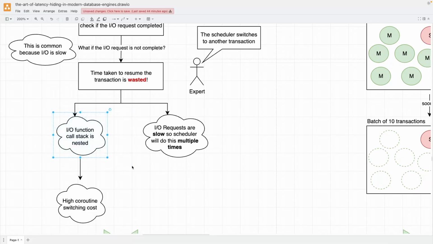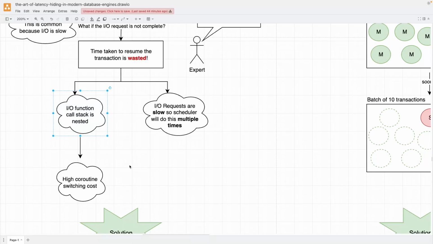The call stack is nested, so it's very expensive to switch to that coroutine again and again. And IO requests are slow, right? So you'll be coming to the same transaction multiple times, and every time you'll realize that, oh, it's not done. Okay, move on. It's not done again. Move on. And this becomes quite heavy for your system, and it eats a lot of time.